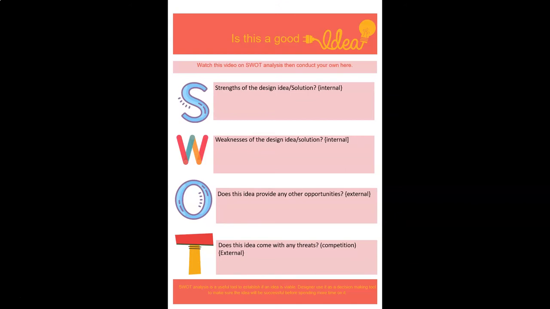Then you have the weaknesses of the design idea or the solution. Again, this is an internal feature. We then have opportunities and threats. Now these are external. These are outside of our control. So does this idea or solution provide any further opportunities? Or does this idea come with any threats? For example, competition. A SWOT analysis is a useful tool to establish if an idea is viable.